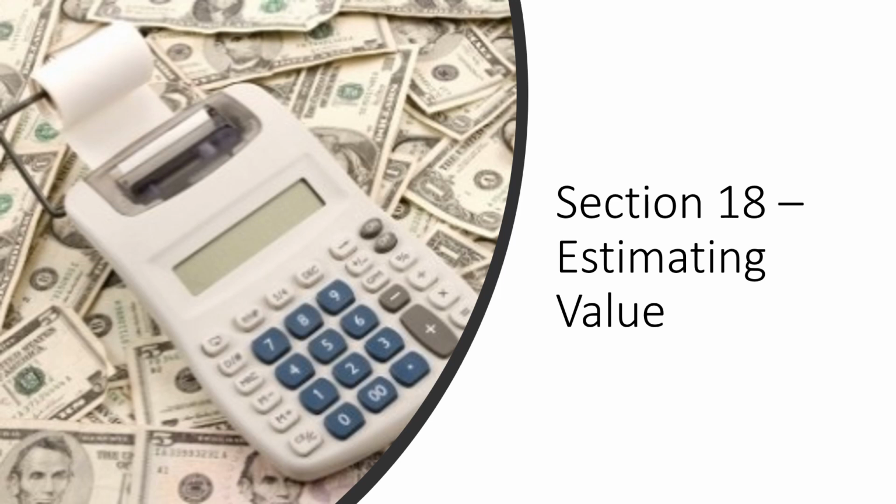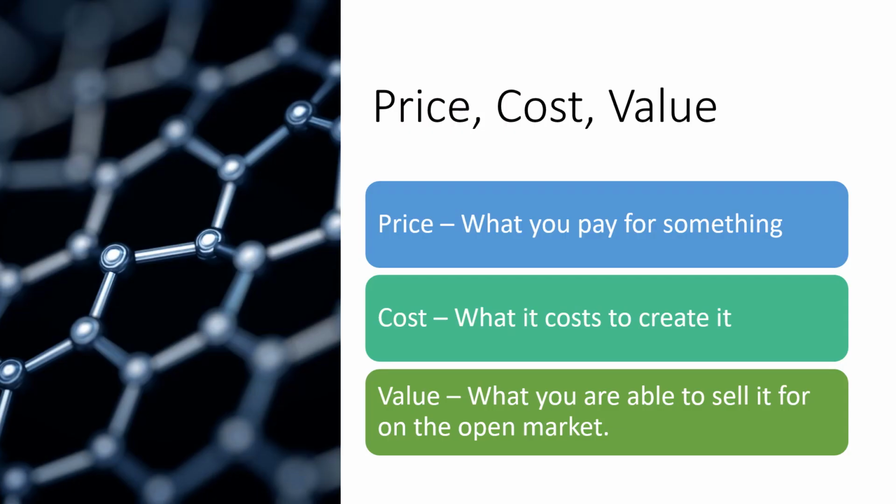Section 18, Estimating Value. Defining price, cost, and value. Price is what you pay for something. The cost is what it costs to create that item or property. Value is what you're able to sell it for on the open market.